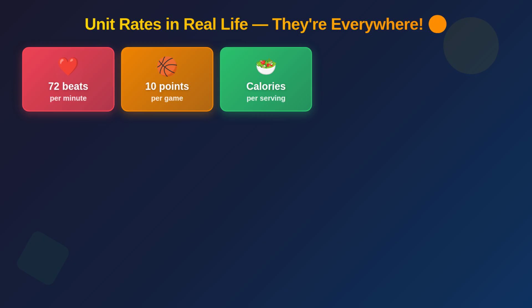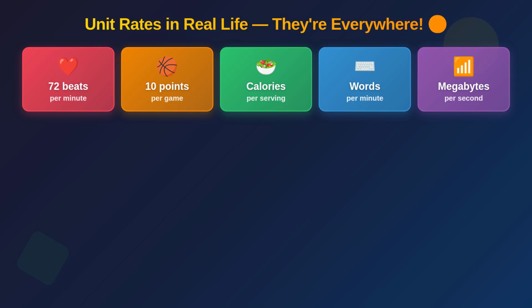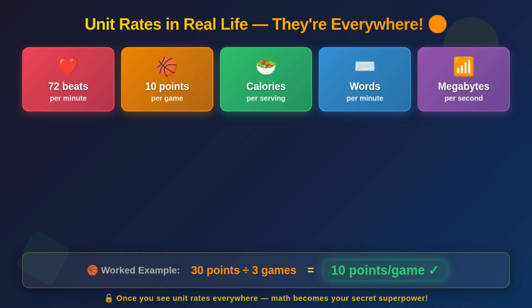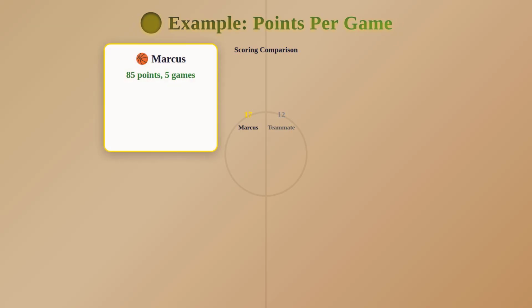Here's the really cool part. Unit rates are hiding everywhere in your daily life. Your heartbeat is measured in beats per minute. Food nutrition labels show calories per serving. In basketball, players are rated by points per game. When you take a typing test, your score is words per minute. Even your internet speed is measured in megabytes per second. Once you understand unit rates, you start seeing them everywhere. It's like unlocking a secret code that the whole world is written in.